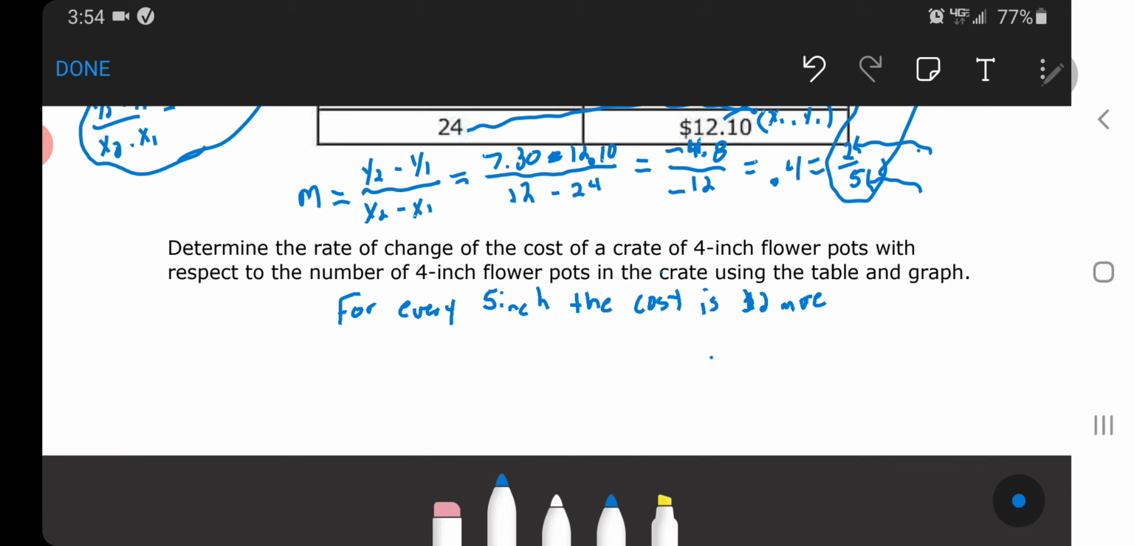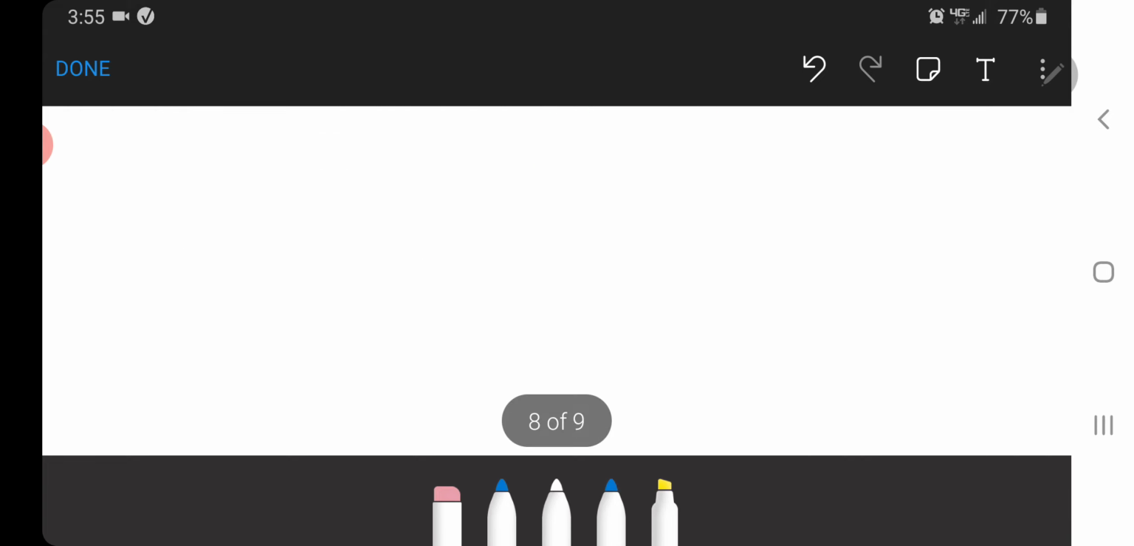Or, if you want to just stick with that 0.4, you can say for every inch, the cost is 40 cents. It depends on how you want to interpret it. Okay, moving on.